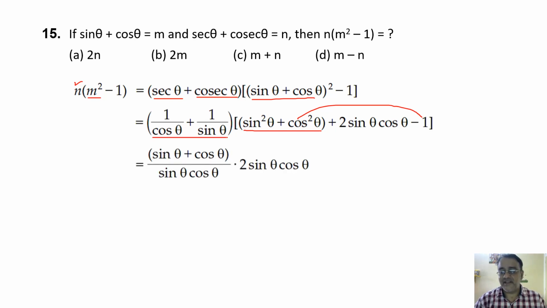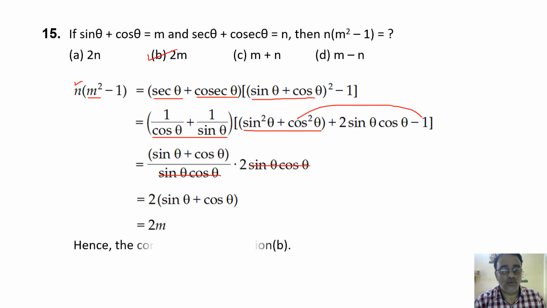Okay, so this step is clear? Yes, sir. Is anything cancelling here? Sin theta into cos theta. Right, this we can cancel, and we'll get 2 times sin theta plus cos theta. In the question, look, what is sin theta plus cos theta? M. So this is equal to 2m. So which option is the correct one? Option B, right.